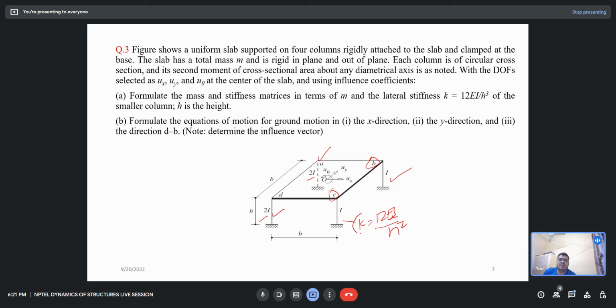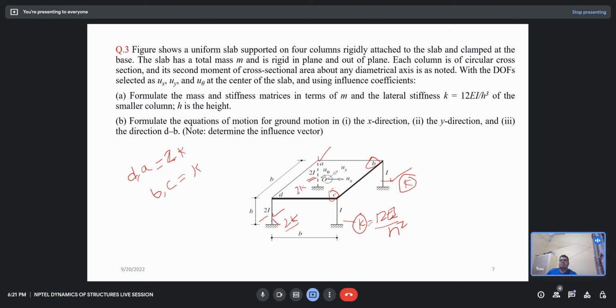So for this that would be k, for this that would be k, and for this 2I that would become 2k, and for this column also that would become 2k. So for column A and column D, the stiffness would be 2k, and for column B and column C, the stiffness would be k.